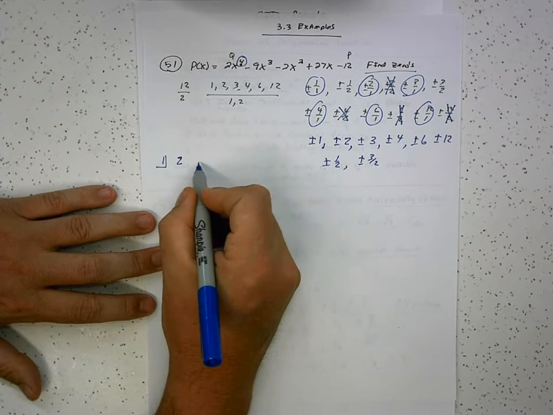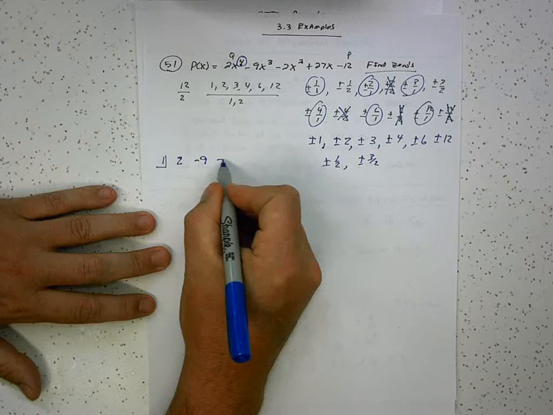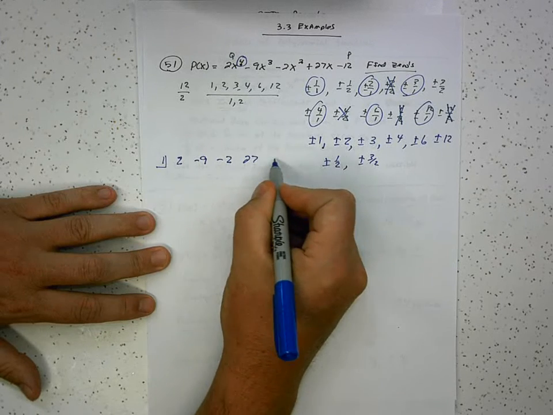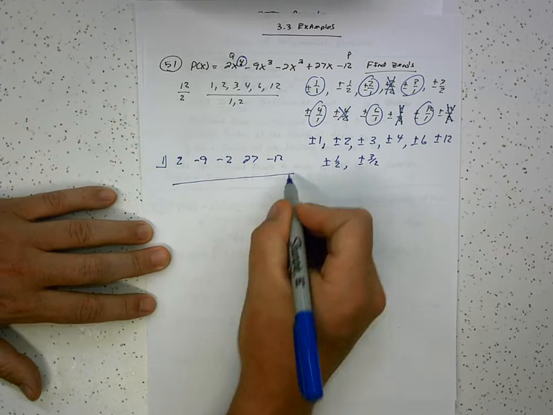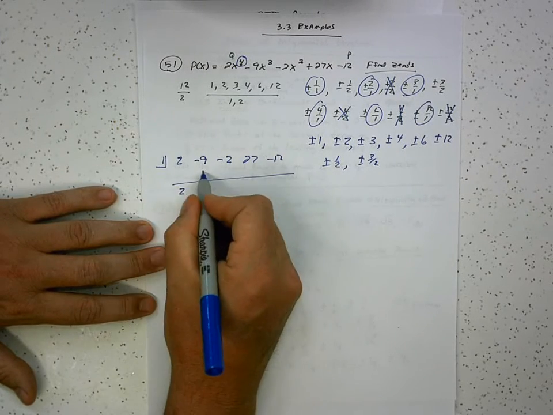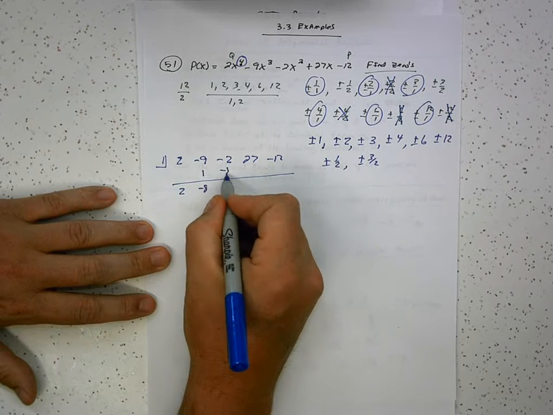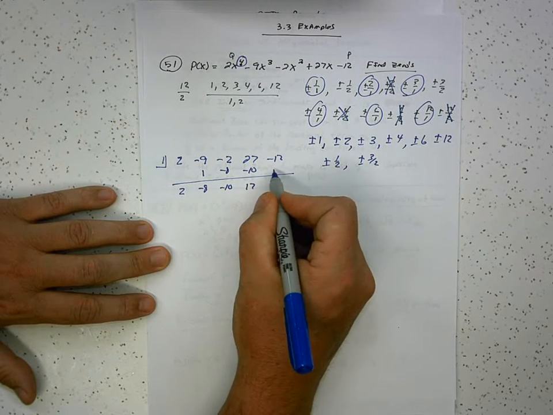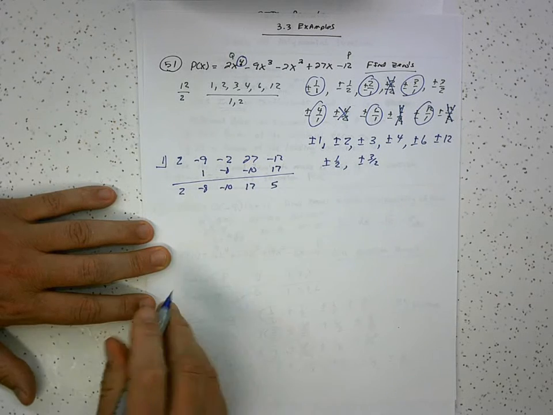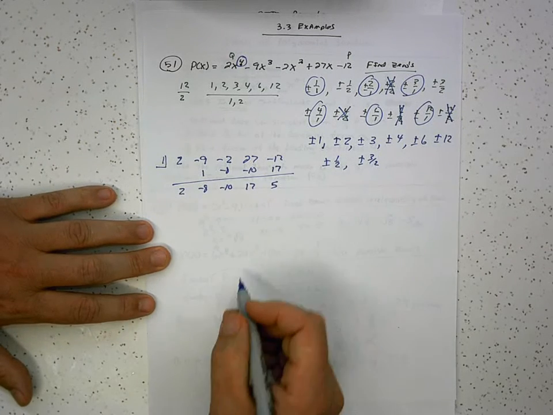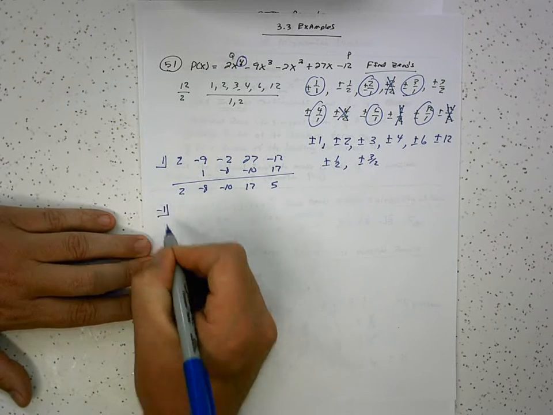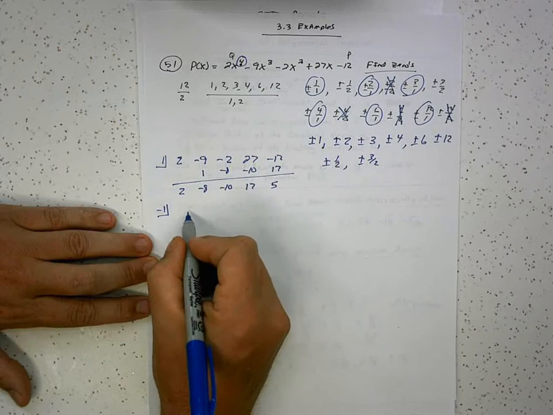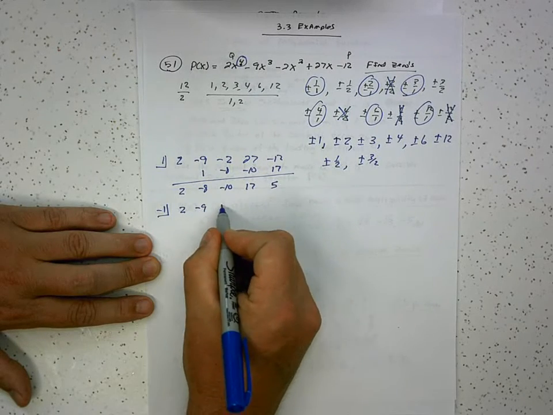start with. I do my synthetic division. I've got 2, -9, -2, 27, negative 12. Drop the 2 down, 1, negative 8, negative 8, negative 10, negative 10, 17, 17, 5. 1 did not work, so I don't have to worry about 1 anymore. Let's try negative 1. Negative 1, and I'm going to do my synthetic division again.